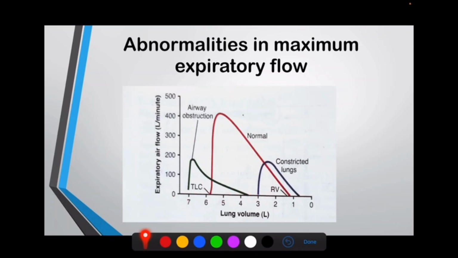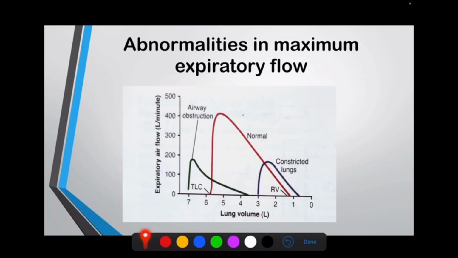Over a period of months and time, you can see that the total lung capacity of the lungs increases, and also the residual volume. In restrictive diseases like constricted lungs, the total lung capacity is reduced and the residual volume is also reduced. As you can see, the residual volume is reduced and the total lung capacity has also reduced. Furthermore, the lungs cannot expand to a normal maximum volume even with the greatest possible expiratory efforts. The maximal expiratory flow cannot rise equal to the normal curves.